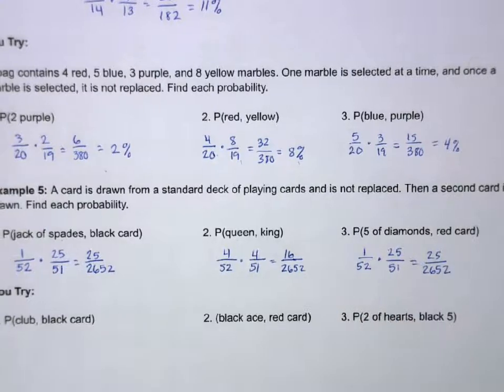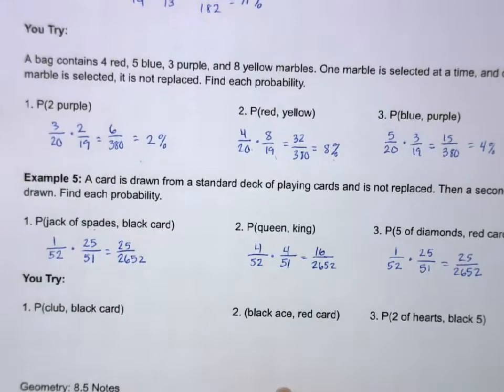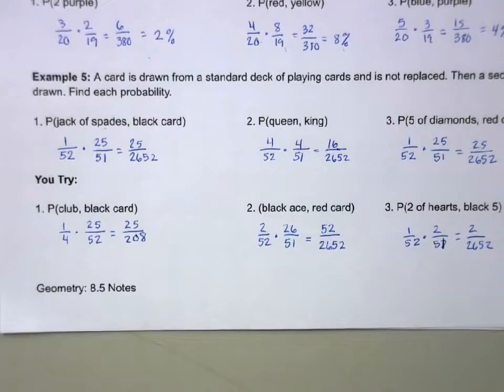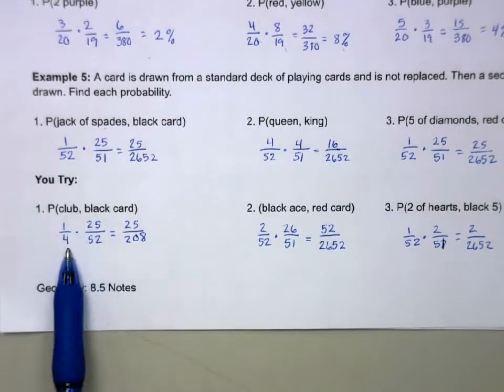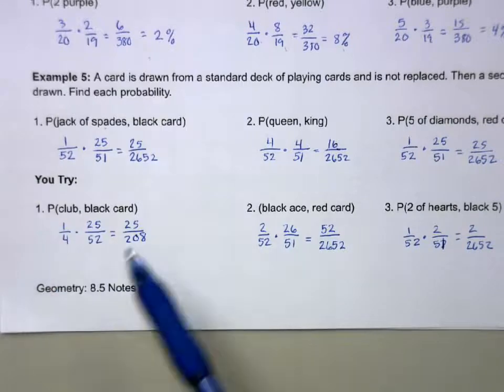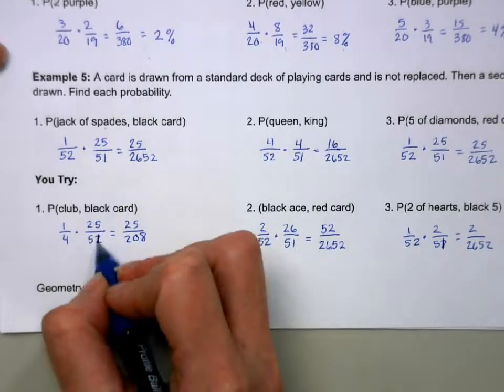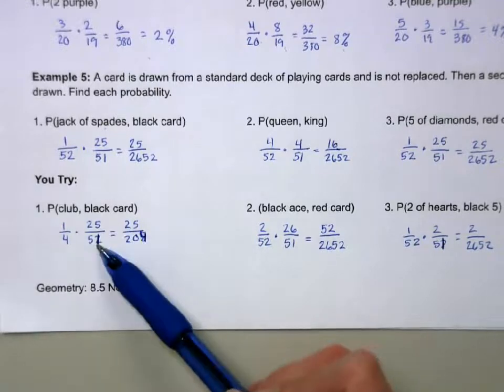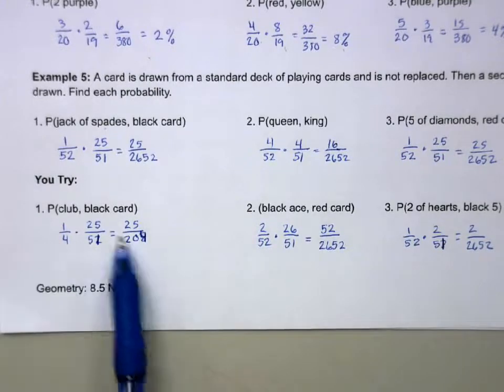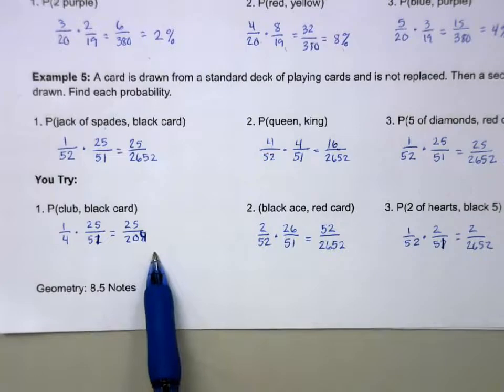All right, it is your turn to try. All right, so the chance of getting a club is 1/4 because there's 4 suits. And then a black card. Sorry, 25 out of 51 remaining cards. So when you multiply that, you get 25 out of 204.